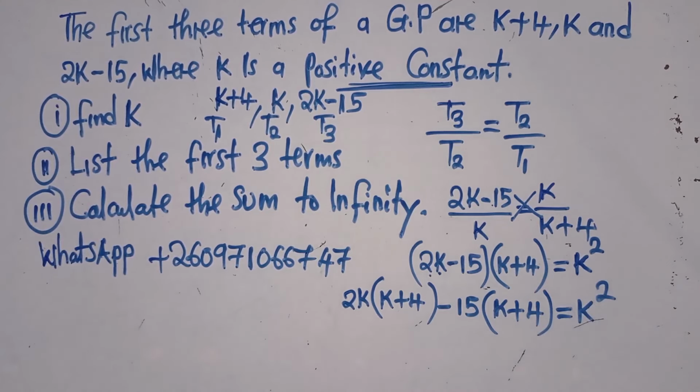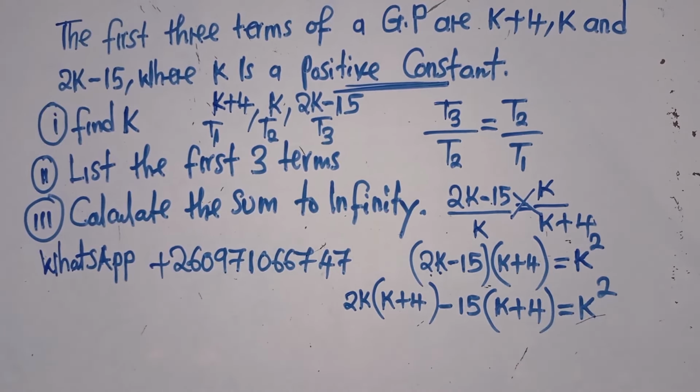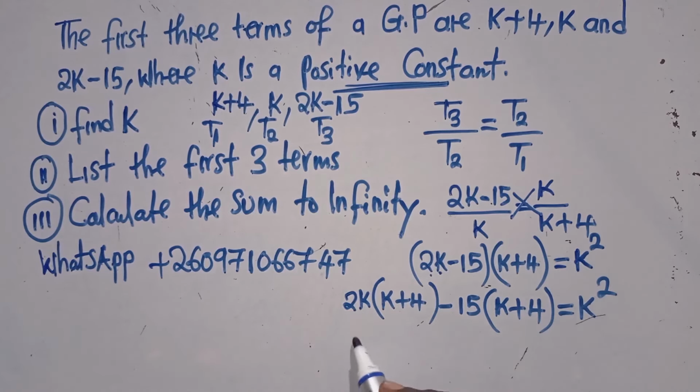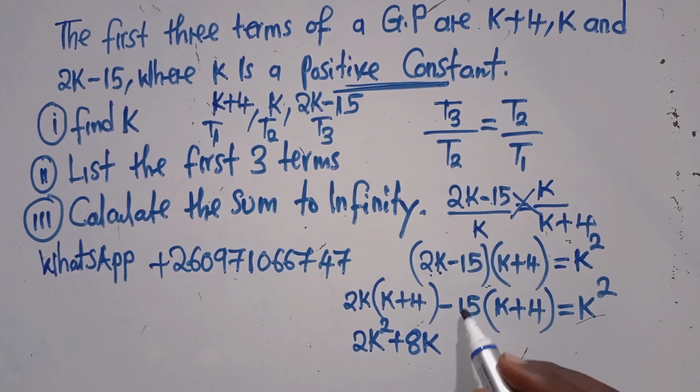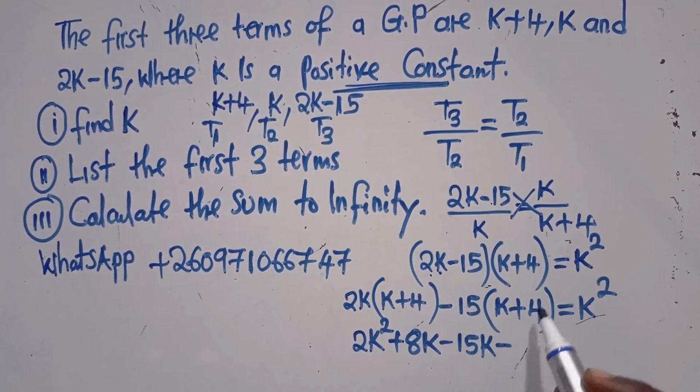Have you seen? I just want to simplify this and make it simple so that everyone is able to understand. 2k times k, that is 2k squared. 2k times 4, that is 8k. Negative 15 times k, that is negative 15k. Negative 15 times 4, that is negative 60. Which is equal to k squared.